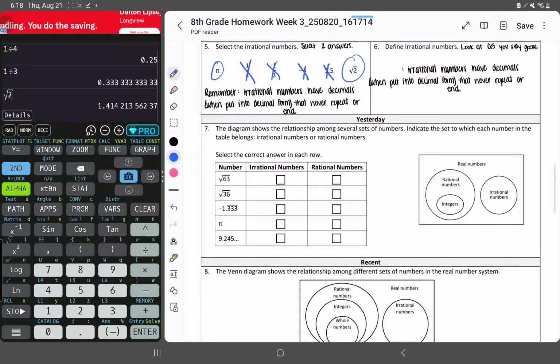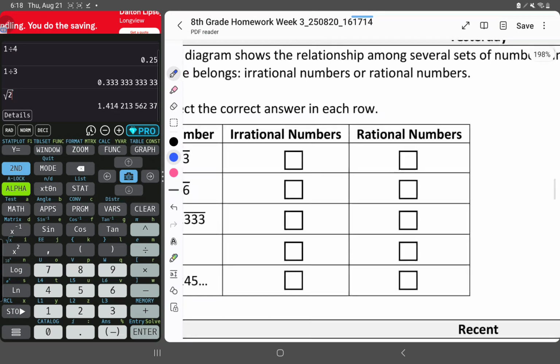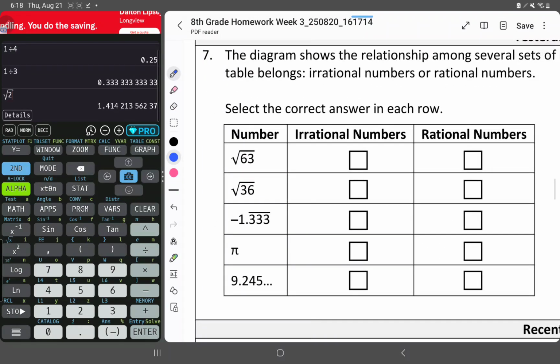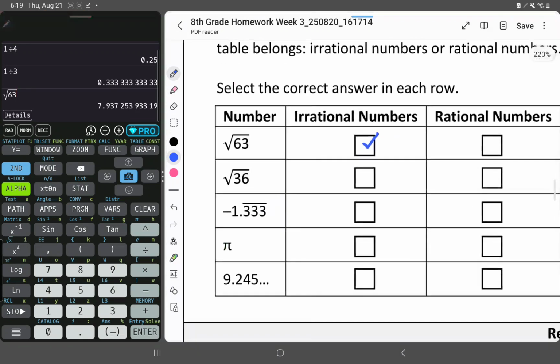This one says the diagram shows the relationship between several sets of numbers, indicate the set to which each number in the table belongs. So we're looking at the square root of 63. So is the square root of 63 a rational or irrational number? This would be an irrational number because it is not a perfect square root, and only perfect square roots can be rational. Also, if I put it into a calculator, it would give me a long decimal, and that decimal would just keep going on.